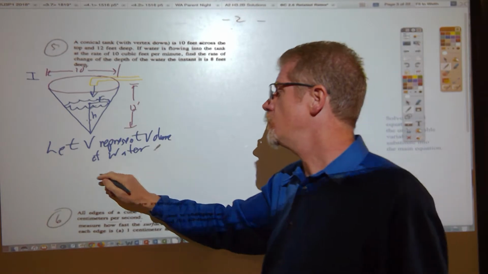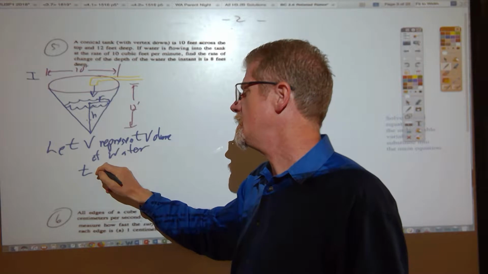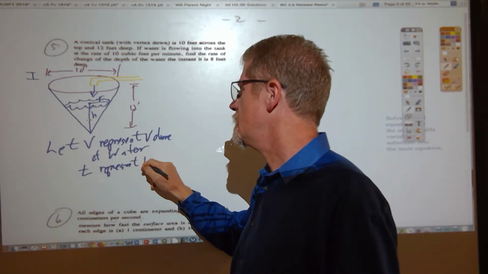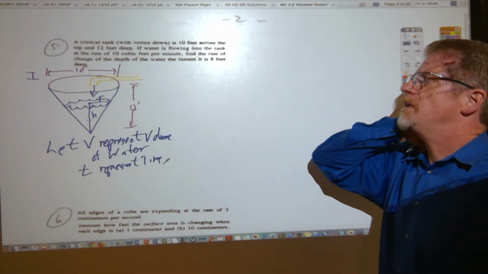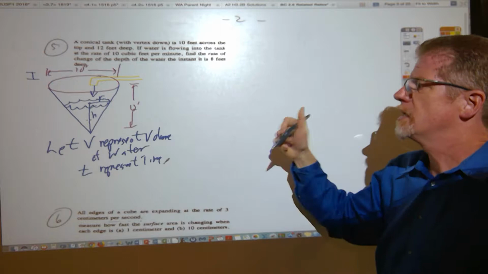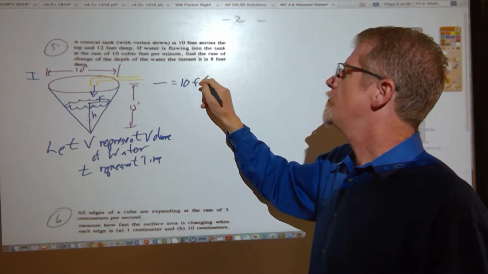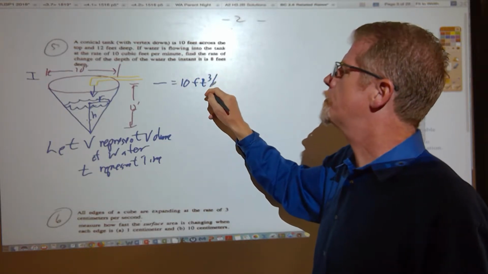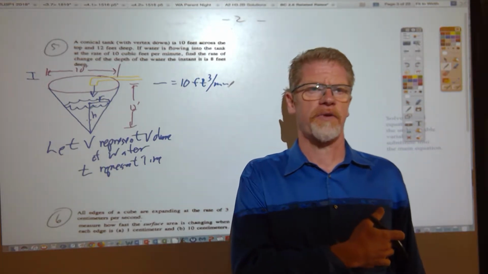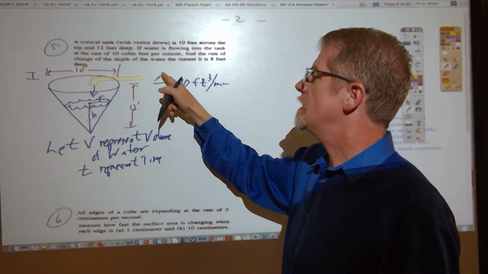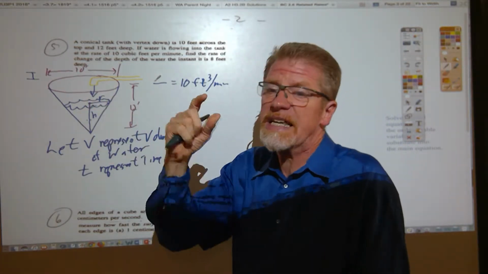And we also need to represent time with a letter. Let's let T represent time. So now I have the symbols that I can use to represent the 10 cubic feet per minute. What would be the calculus symbol used to represent 10 feet cubed per minute? Raise your hand if you think you know the calculus symbol that's equal to 10 cubic feet per minute. Marcus? dRdt? Yeah, dRdt is not correct because that would be the instantaneous rate of change in the radius.